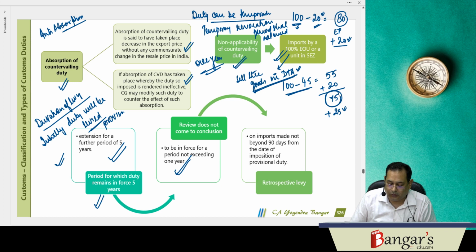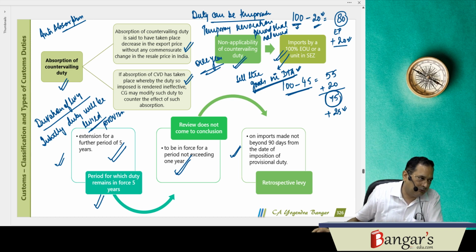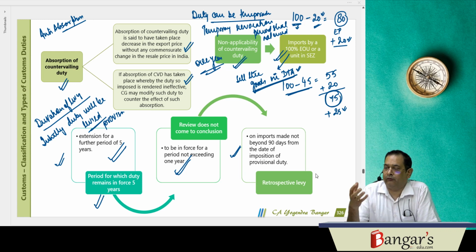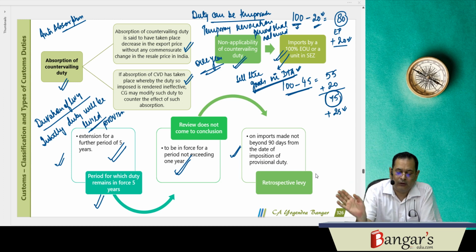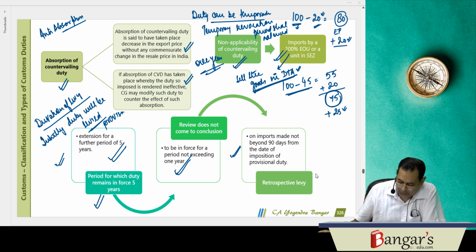Besides this, the government has power to levy the duty retrospectively also. Retrospective levies apply in case massive imports have been imported in a relatively short period of time. In that circumstance, whatever imports have been made within a period of 90 days prior to the imposition of provisional duty, a retrospective levy is there. So this was about countervailing duty.